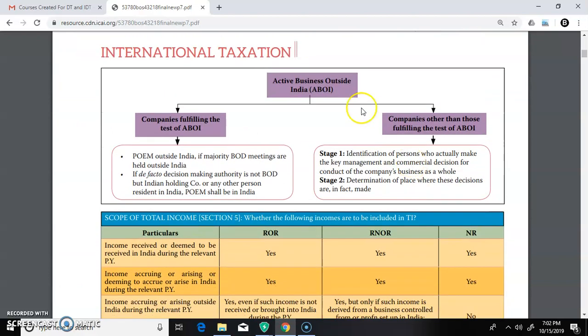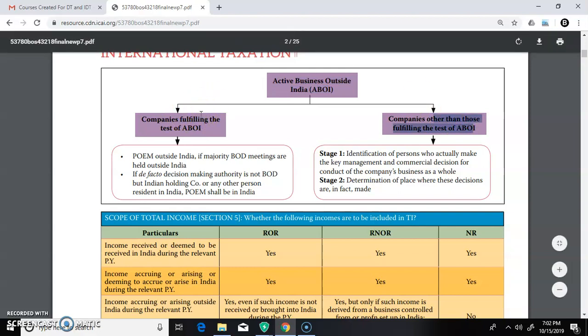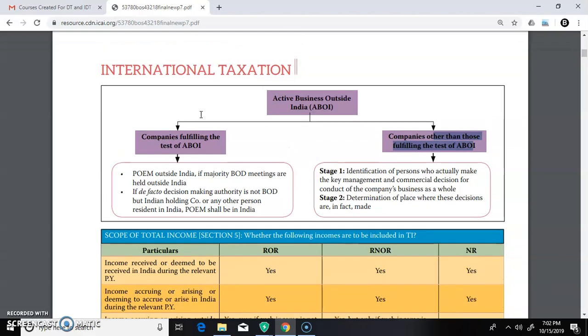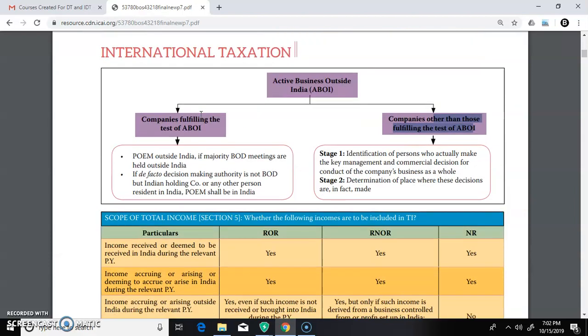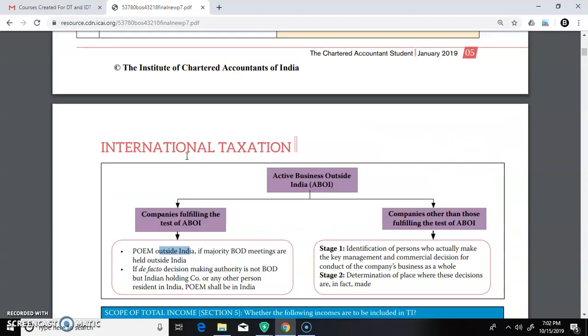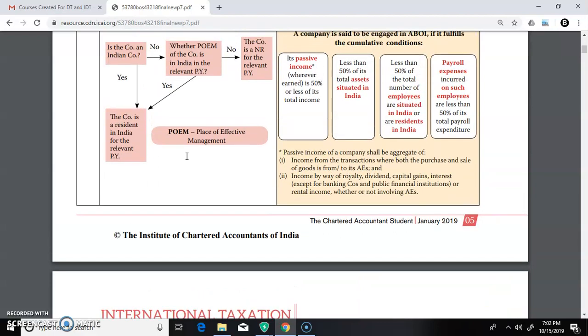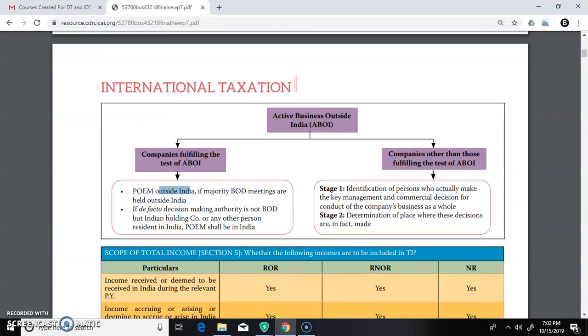Now, active business outside India: there are companies fulfilling it and companies other than those fulfilling it. With regard to fulfilling it, you have payroll expenses, the number of employees, assets as well as passive income. If the company is fulfilling these, then you can say the place of effective management is outside India. Why? The majority of the employees are outside India, payroll expenses are greater than 50% for outside India, passive income is less than 50% of the total income, and more than 50% of total assets are located outside India.